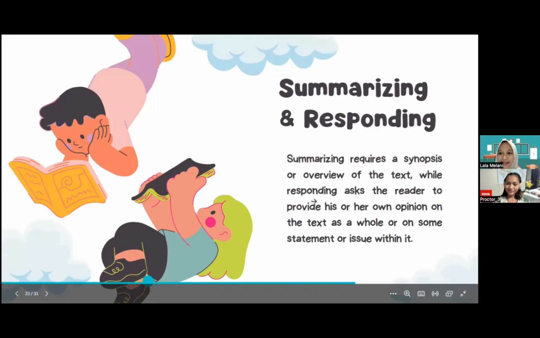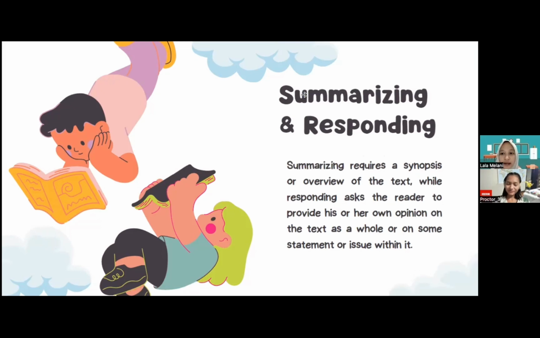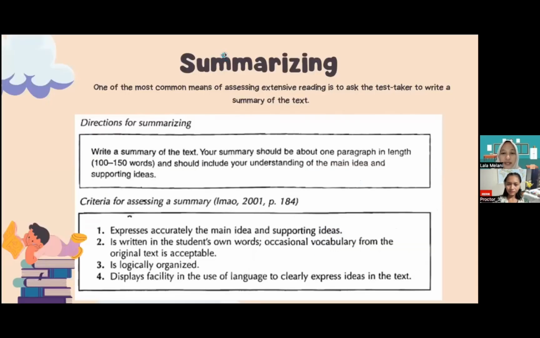Okay, the next is summarizing and responding. Summarizing requires a synopsis or overview of the text, while responding asks the reader to provide his or her own opinion on the text as a whole or on some statement or issue within it. One of the most common means of assessing extensive reading is to ask the test taker to write a summary of the text.